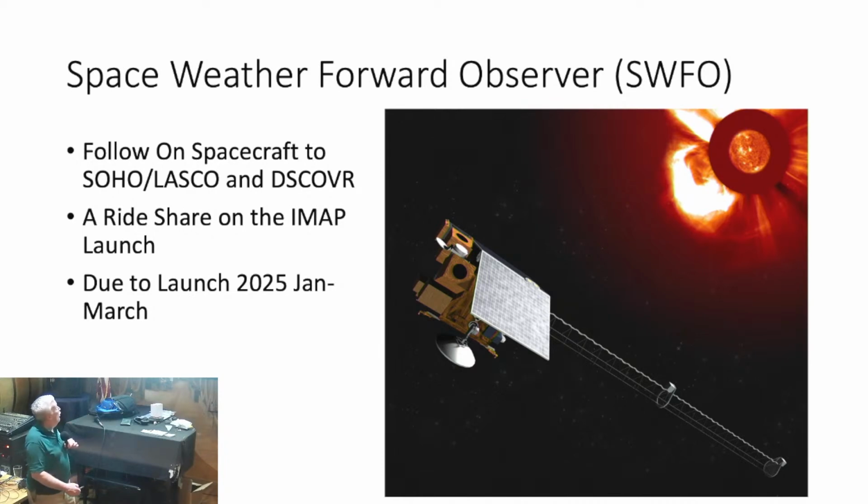So this is a NOAA mission. It's the follow-on to SOHO and DSCOVR. It'll be the first time we've got our coronagraph and our fields and particles instruments all on the same spacecraft. Okay? It's going to launch with IMAP. It's a rideshare on IMAP. IMAP is another major NASA science mission that's going to look at the outer part of our solar system. IMAP's the primary, SWFO is the secondary, and it's supposed to launch in the first quarter of 2025.